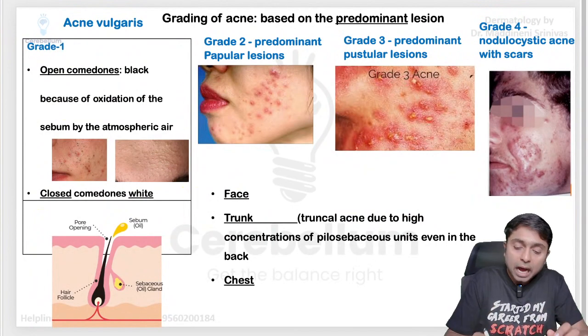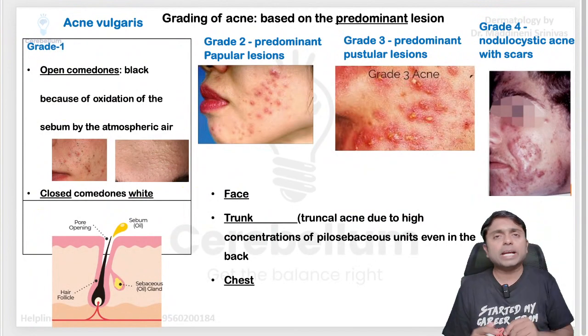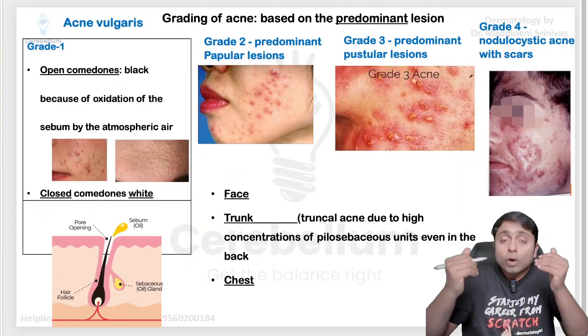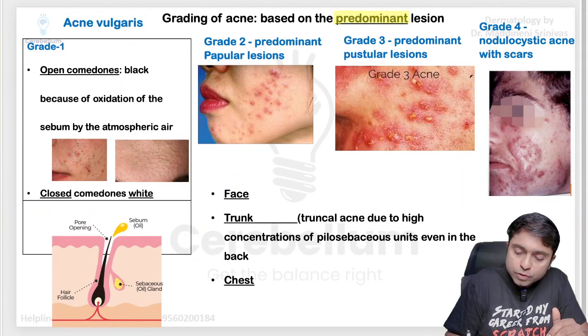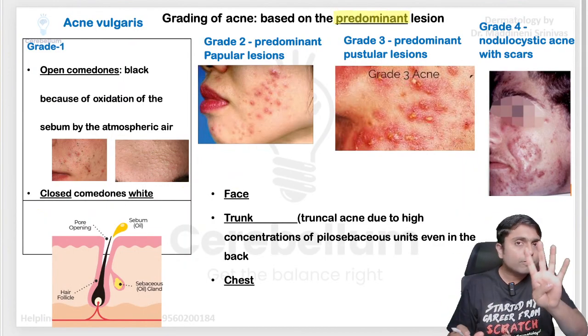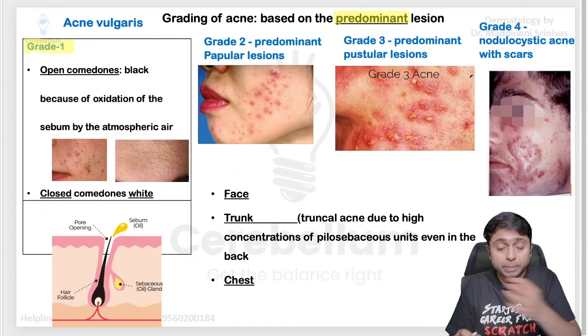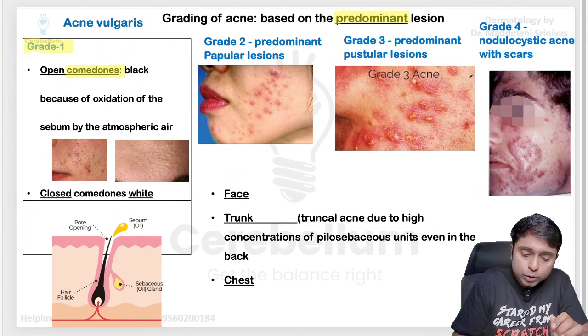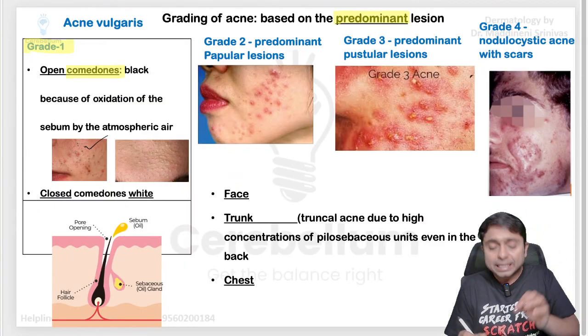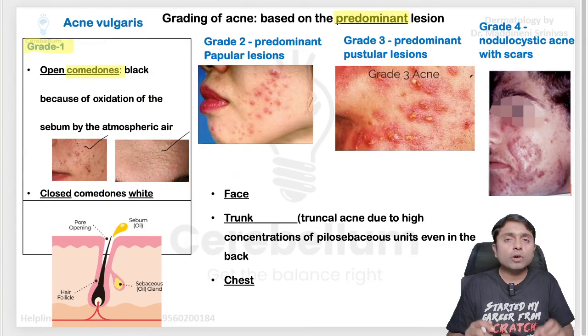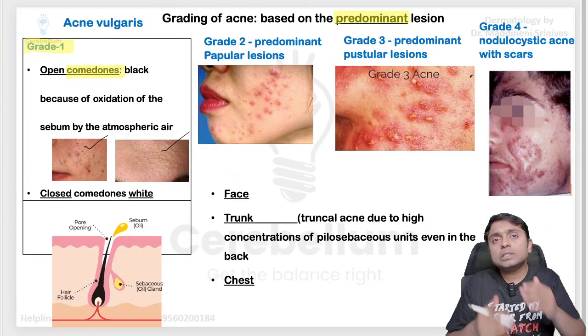So now there are 4 important grades of acne which you need to remember. Depending upon the predominant lesions which you are going to see in a given patient, we have 4 grades. In grade 1 acne, the lesions which are predominantly present are comedones. So you are able to see here, these are the black comedones, the blackheads, and these are the whiteheads. Open comedones and closed comedones.